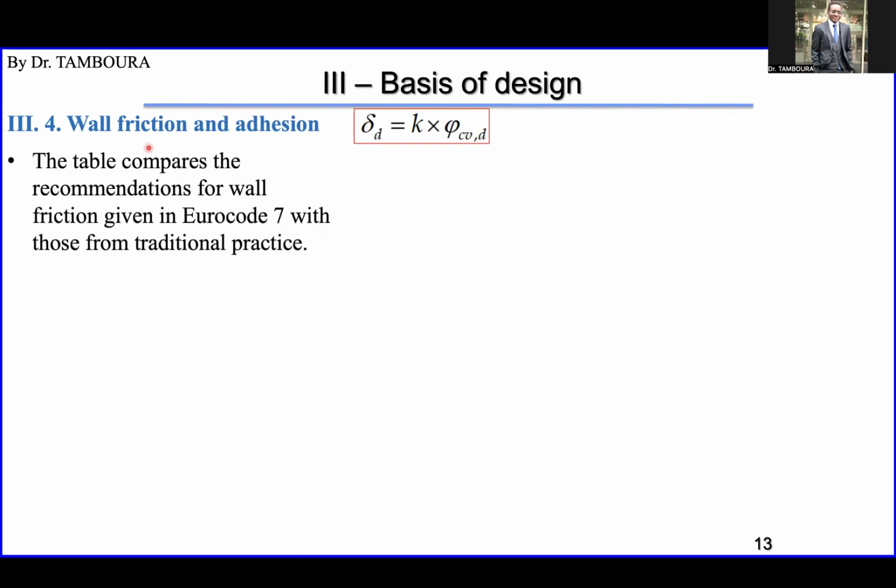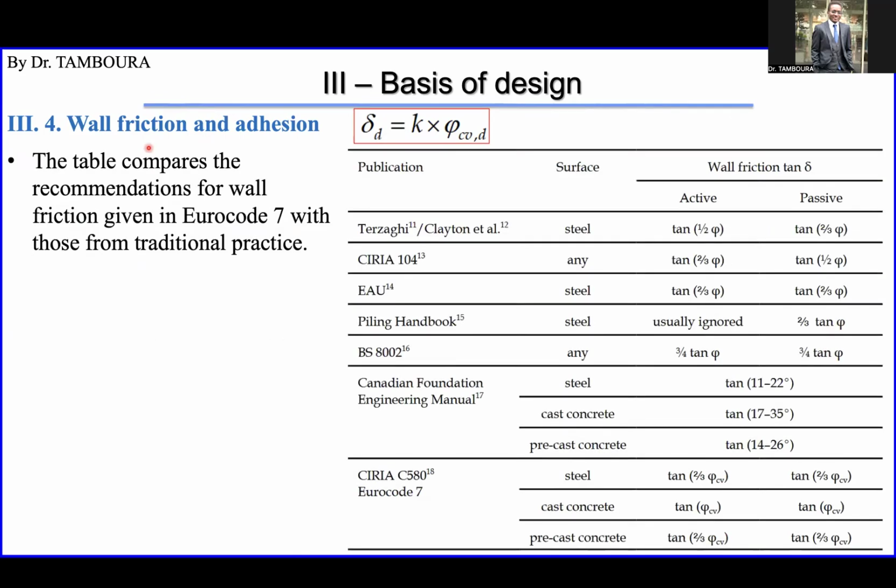Okay, so here is a comparison between the Eurocode and some traditional practice for this wall friction value. You can compare it by yourself, but you have here Terzaghi, some references for steel. Steel, if the wall is made of steel, for active and passive pressure. We will come back to this active and passive, don't worry. But you can see the value.